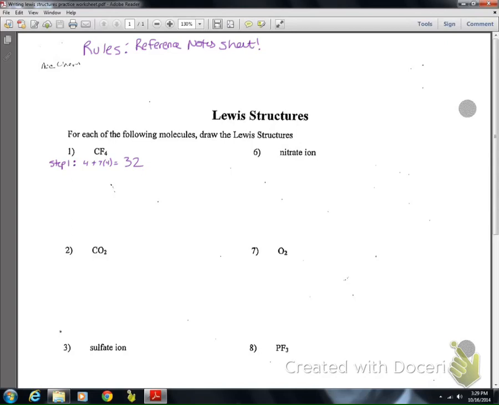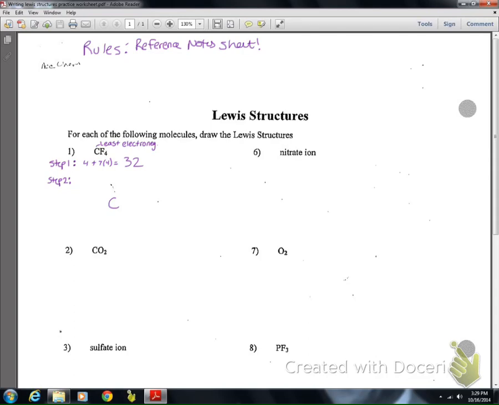The next step that we're going to look at is figuring out which atom is the least electronegative. So we know that fluorine is the most electronegative atom on the periodic table, so we know carbon is our least electronegative. For the most part, carbon, if it is present in the compound, is probably going to be the central atom in most of our compounds. So we're going to put carbon in the middle, and then we're going to put fluorine around the outside.